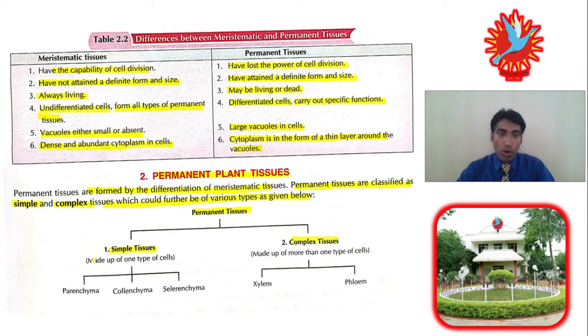Simple tissue always contains only one type of cell. On the other hand, complex tissue may have more than one type of cell. Simple tissue may be further categorized as parenchyma, collenchyma as well as sclerenchyma. On the other hand, complex tissues are of two types, xylem and phloem. Then you know them better.